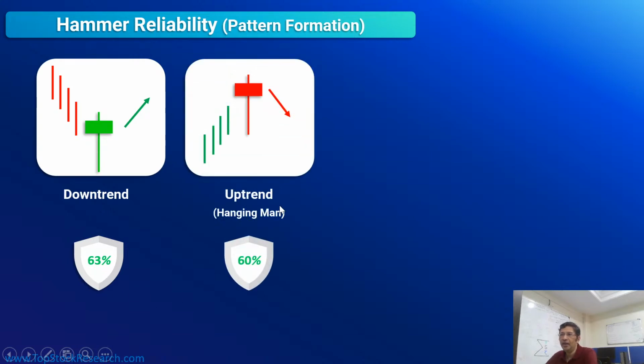Number 4 is uptrend. If it is an uptrend and this pattern is formed, that means the market opened at this point. Again, it went up, moved a little up here, and then came down. So if a hanging man is formed in an uptrend, then the reliability increases.